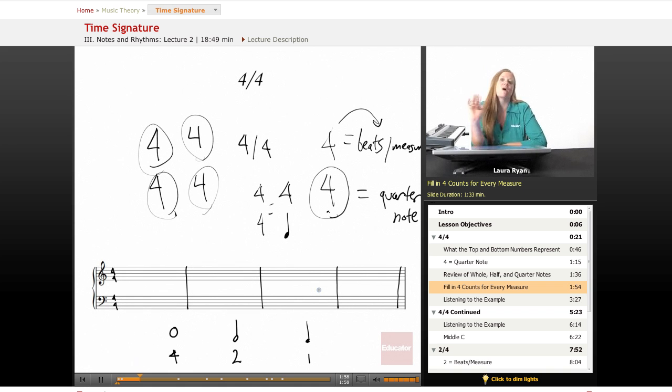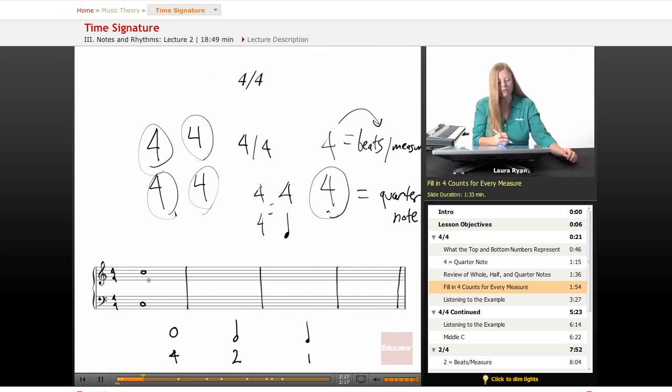We haven't learned about rests yet. We will, but for now, we're not going to have any rests. Rests are beats of silence in a measure. We're going to fill these measures up with notes, and we're going to add them up to 4. So let's begin with our whole note.